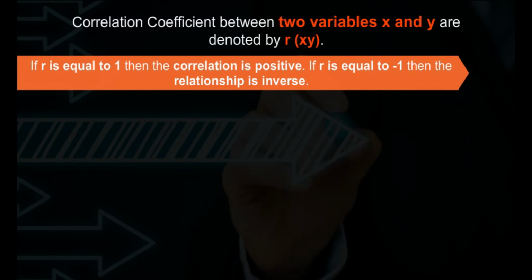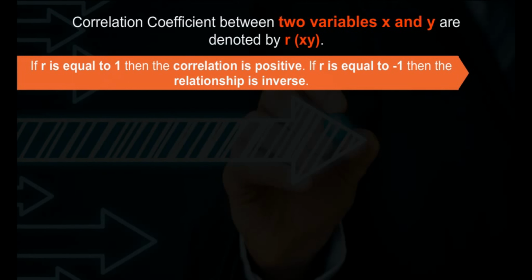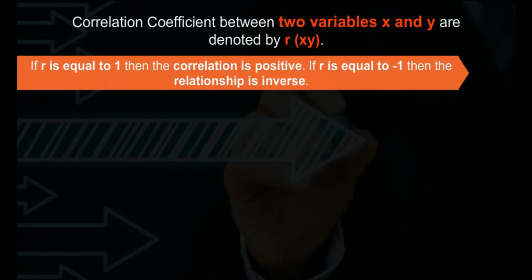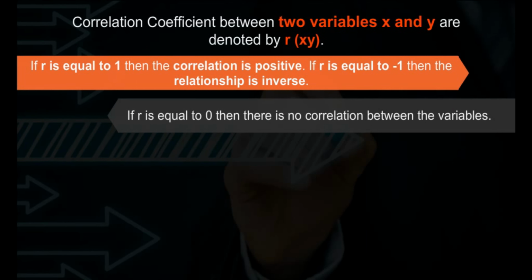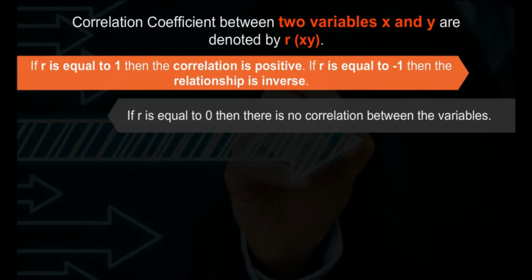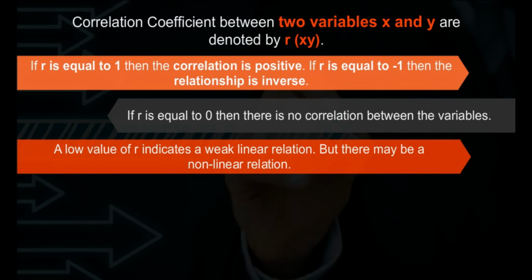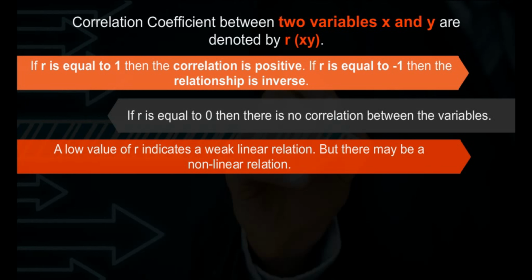If R is equal to 1, then the correlation is positive. If R is equal to -1, then the relationship is inverse. If R is equal to 0, then there is no correlation between the variables. A low value of R indicates a weak linear relation, but there may be a non-linear relation.